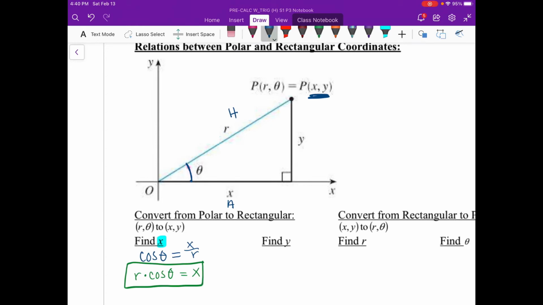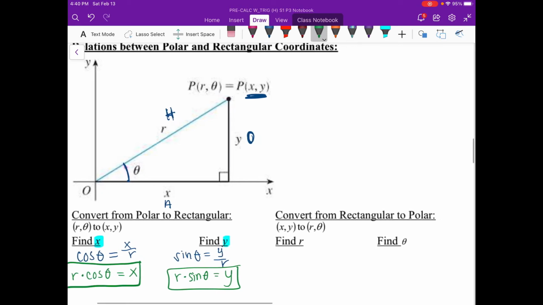To find y is sine, right? We know sine is our y value, and in this case, this is my opposite, and this is still my hypotenuse. So I would say that this is y over r. So again, to solve for y this time, I would multiply the r over, so r times sine of theta is how I find my y value.